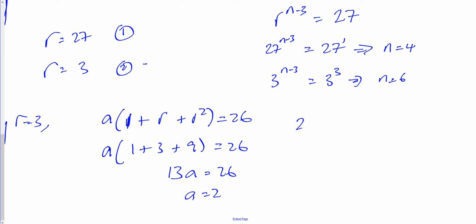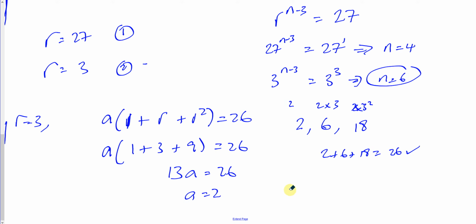Then our second term would be 2 times 3, which is 6. And our third term would be 2 times 3 squared. Okay, 2 times 3 squared is going to be 18. Okay, what is the sum of those three terms? If you add them together, you get 2 plus 6 plus 18 gives us 26. So that works. And remember, when r equals 3, that's when we had 6 terms.